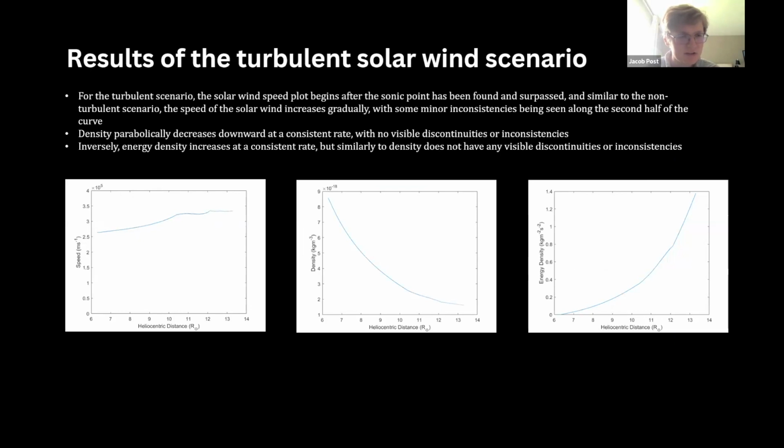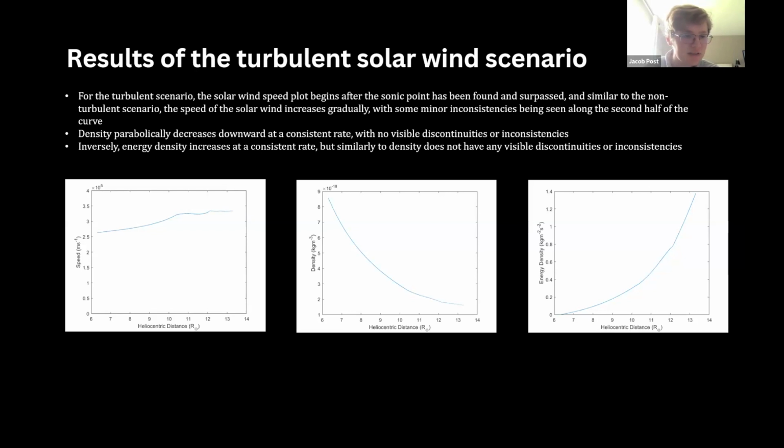So I would like to clarify that due to a time constraint, I was unable to find the sonic point for both scenarios. I was able to find the sonic point for the simplified case. Normally, there would also be a sonic point for the turbulent pressure case, but for the sake of time, I was unable to calculate that. If I had more time, obviously I would have gone back and found that.